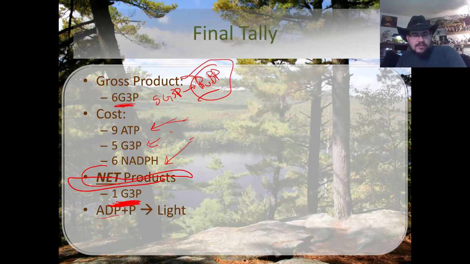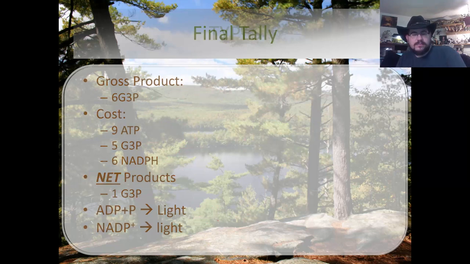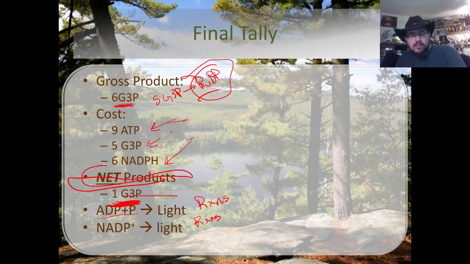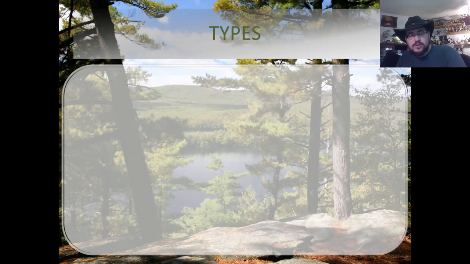And of course, our ADP plus P goes into the light reactions, and our NADP goes into the light reactions, where we can generate ATP and NADPH and do the whole thing over again.